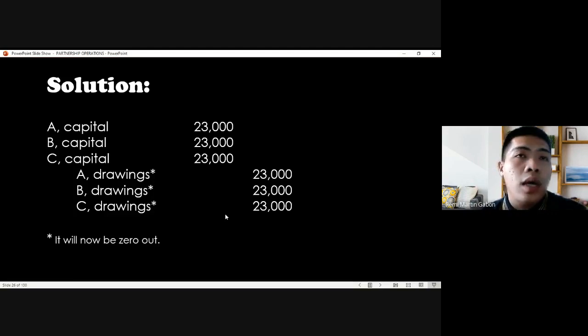Take note, drawing accounts are being closed to the capital account regardless of the balance of the drawing account. Okay, it will be closed later on to the capital account.